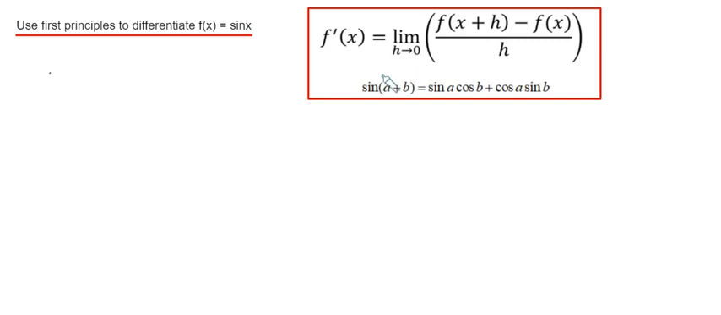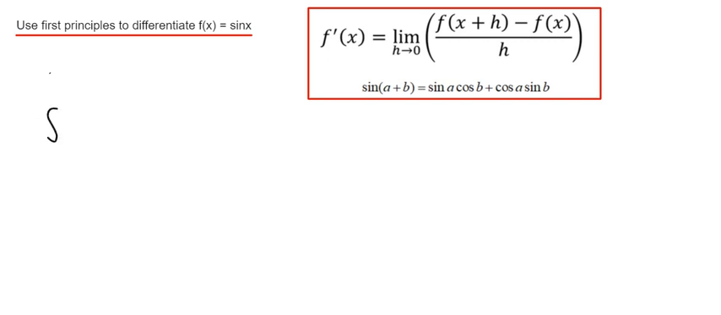The other thing I've put in the red box is the addition formula for sine. That's sine of A plus B equals sine A cos B plus cos A sine B, because we'll need to use this pretty early on. Okay, so let's get started then.